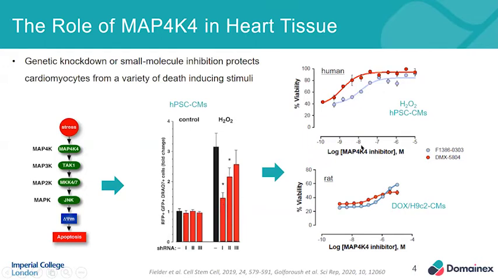In the upper panel, we've got similar experiments with small molecules, showing that small molecules are able to protect human pluripotent stem cells from hydrogen peroxide-induced cell death. And then in the bottom right-hand corner, we've got some work showing the effect with doxorubicin, in this case in rat cardiomyocytes, but we've similarly shown this in human cardiomyocytes. And human and rat MAP4K4 have a high degree of homology.